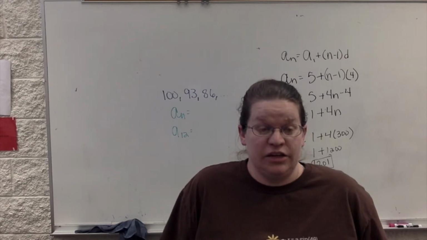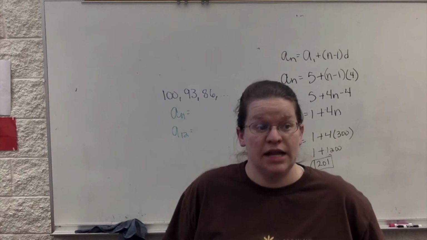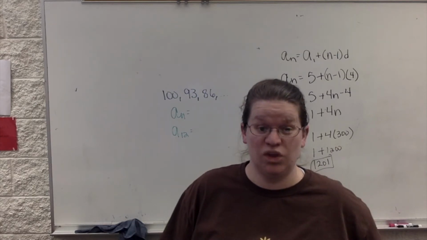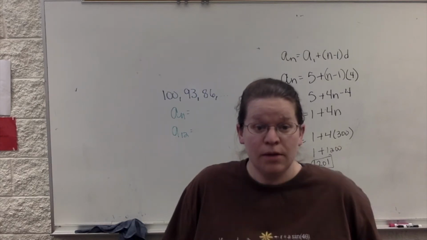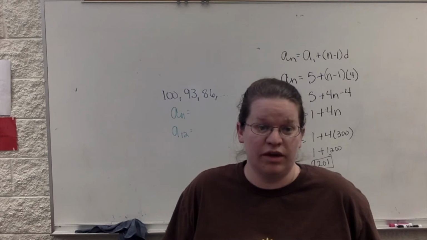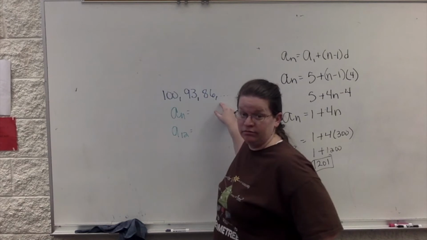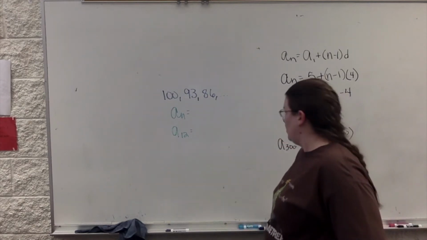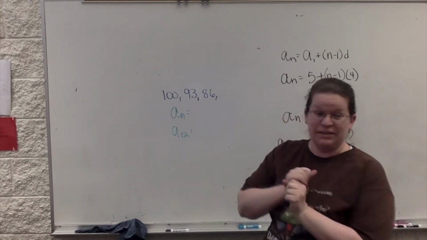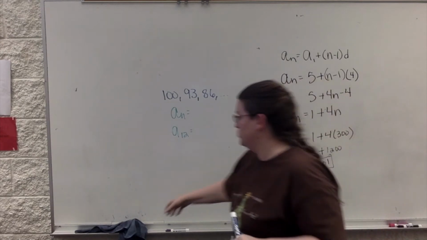I do need to tell you that an arithmetic sequence is when you add the same number every time. But you can also be adding a negative number. That's okay for the common difference to be negative. So in this case, we subtracted 7. That is an arithmetic sequence. Here, we need to find A sub n first, and then we're going to find A sub 12.